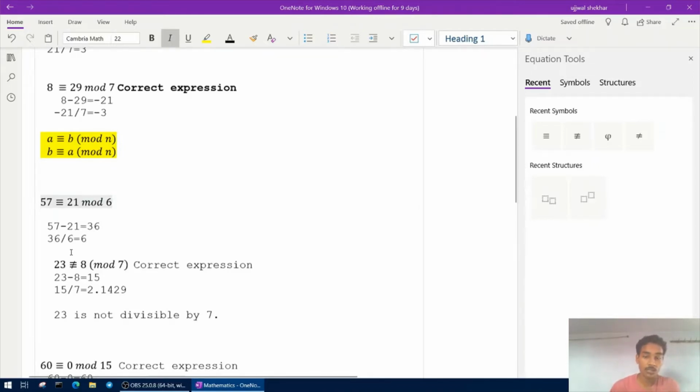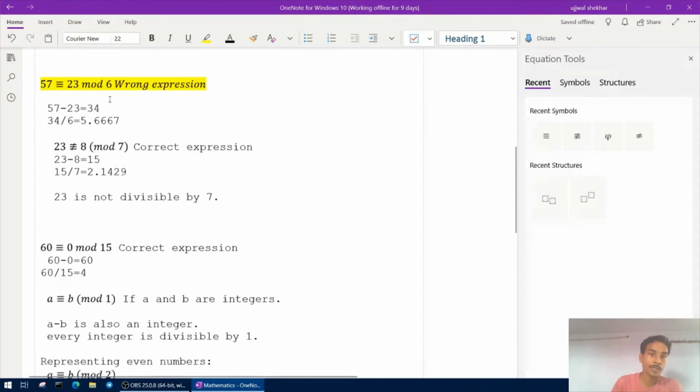Let me take a wrong expression. Let's say I change b to 23, and my output will also change to 34. Now if we divide 34 by 6, I will get 5.6667. This is not a whole number, so you can say that this is a wrong expression, right? This is how we check if it is a correct or wrong expression.